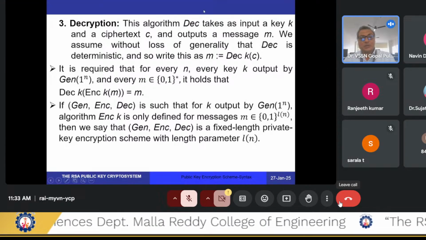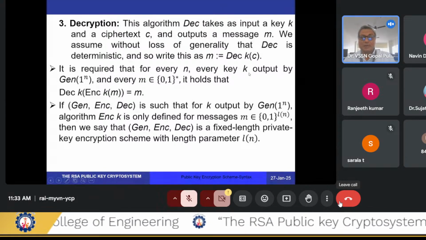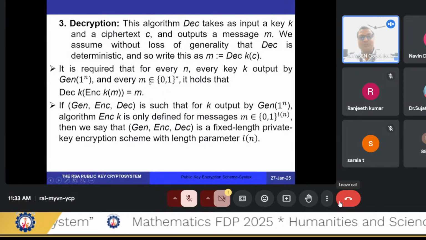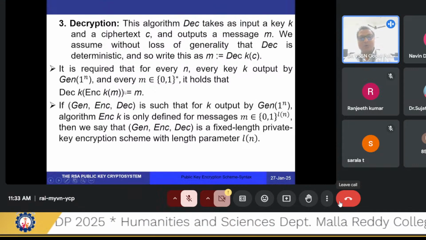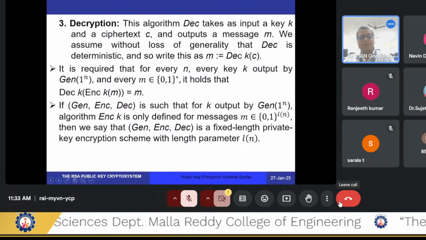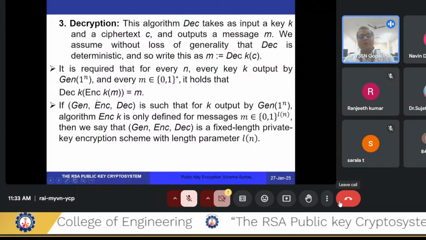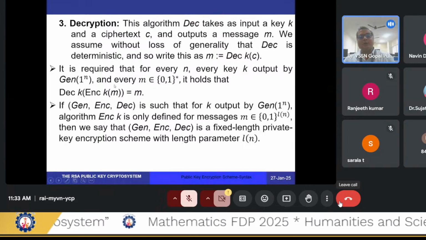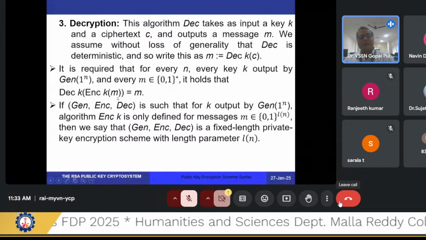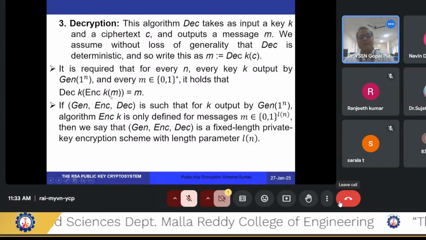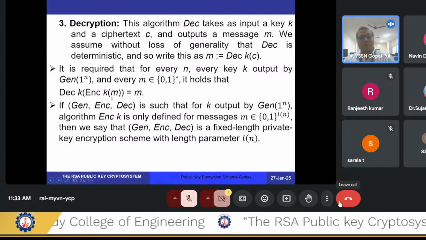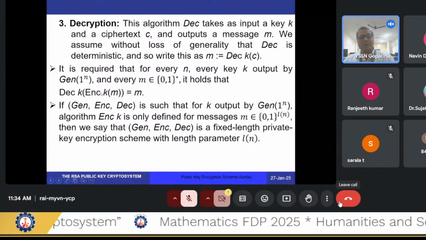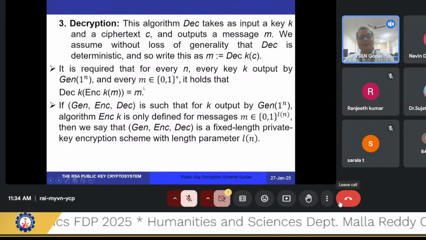For any public key encryption scheme, it is required that for every key k output by the key generation algorithm, and every message m, which is a binary string, this condition holds. You can see this condition is quite important here. Why? Because we apply the encryption function with k on m, and on the result so obtained we apply the key again using the decryption function to get back the message m.